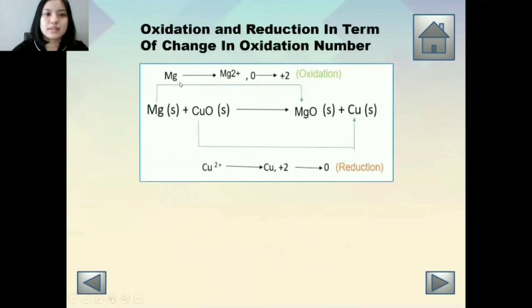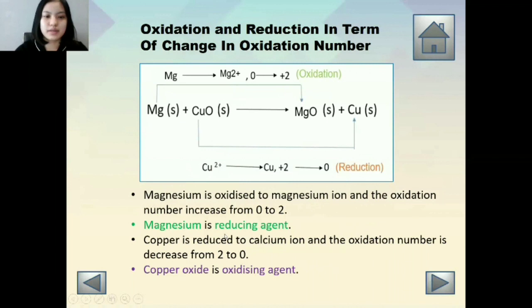This is the example of oxidation and reduction in terms of change in oxidation number. Look at here. The magnesium undergoes oxidation to form magnesium oxide, in which the oxidation number is increased from 0 to positive 2. The copper oxide will undergo reduction to form the copper. Therefore, the oxidation number will decrease from positive 2 to 0. The magnesium is a reducing agent and the copper oxide is an oxidizing agent.